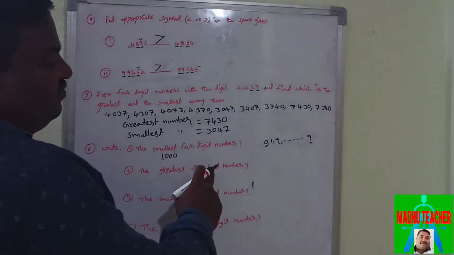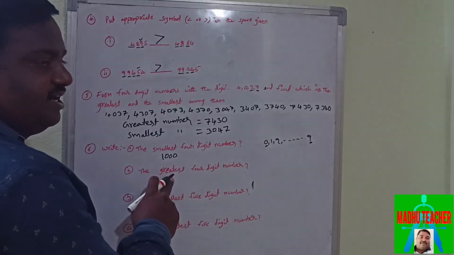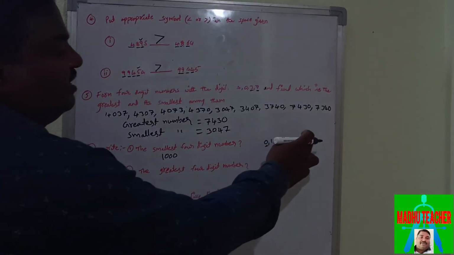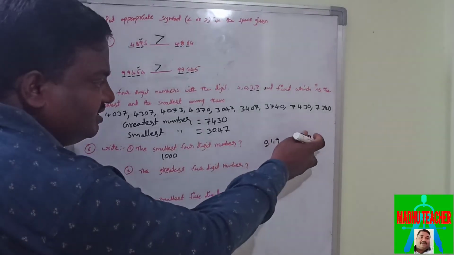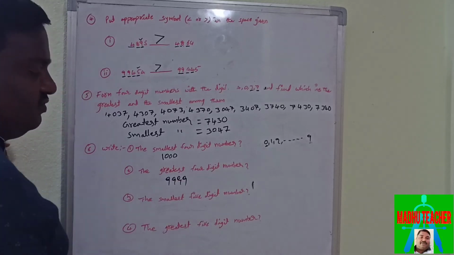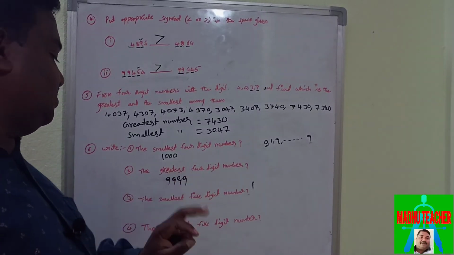Next, the greatest 4-digit number. To form the greatest 4-digit number, you have to write all greater digits. What is the greater digit? 9. So 9, 9, 9, 9. So this is the greatest 4-digit number.